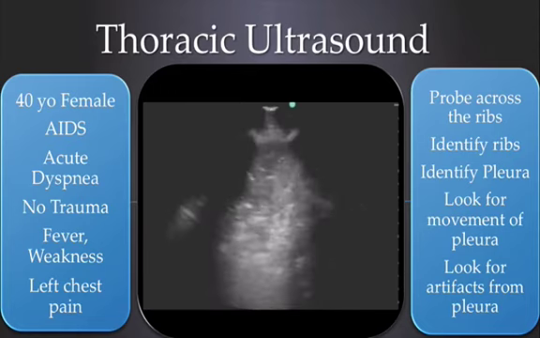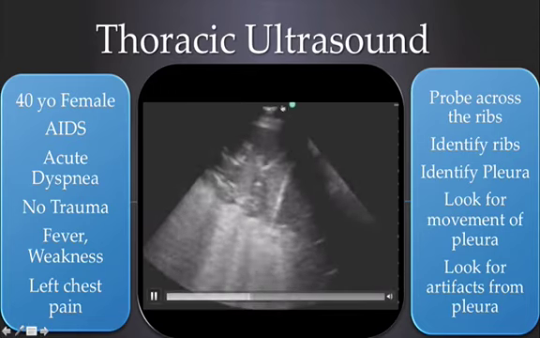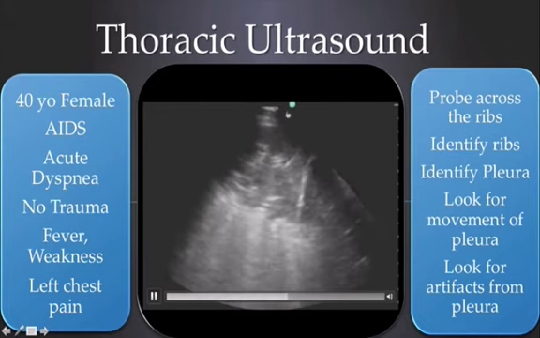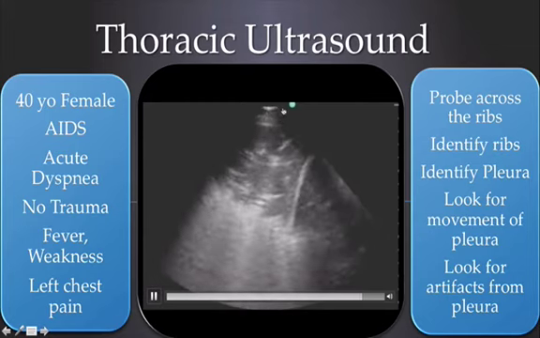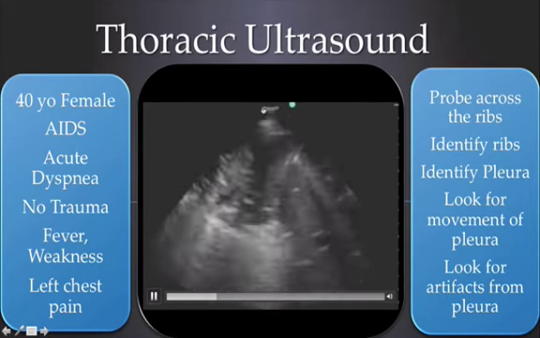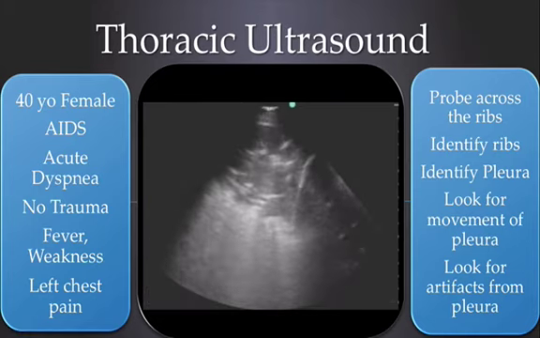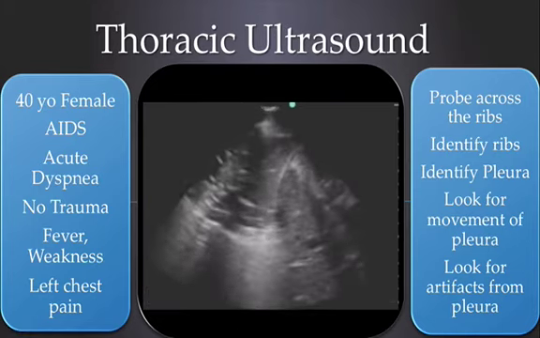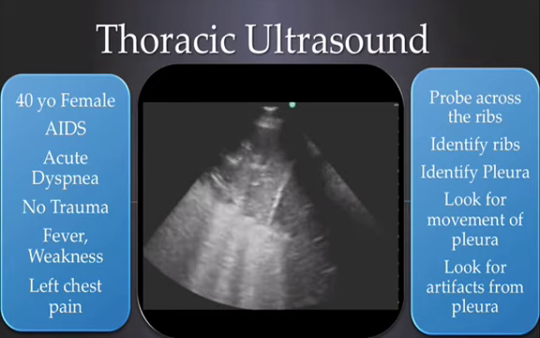So this is a different probe than we've been using before. This is a phased array or a sector probe, and as such the ribs are very small on the image. So we put our probe across the ribs. Here's our rib. Here's our rib. There's very little shadowing because this probe is meant to get between the ribs and image behind the ribs. This is typically referred to as a cardiac probe because it images behind the ribs very well so you can see the heart.